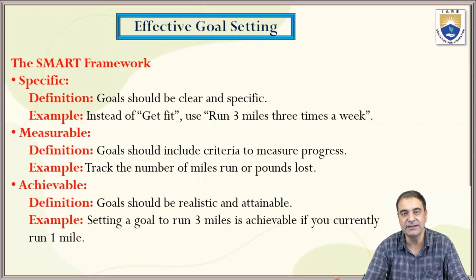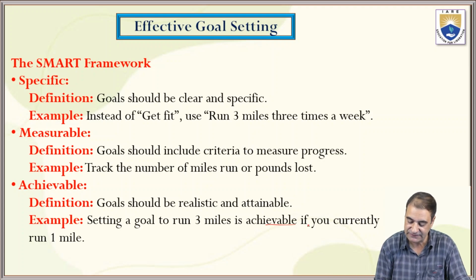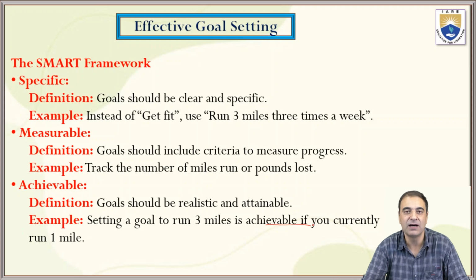For example, setting a goal to run 3 miles is achievable if you currently run 1 mile. If you are currently running 1 mile, then it's achievable to run 3 miles. Therefore, it should be realistic. It should collide with the reality. It should collide with real life. It should not be something which might be fabulous or beyond this reality.